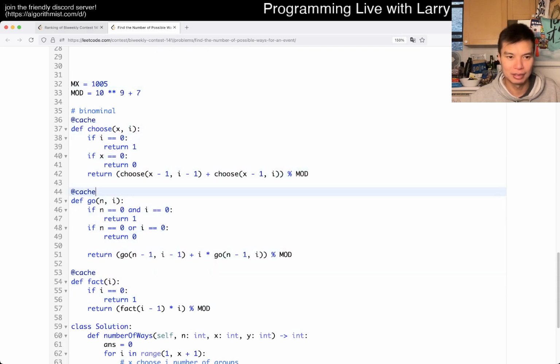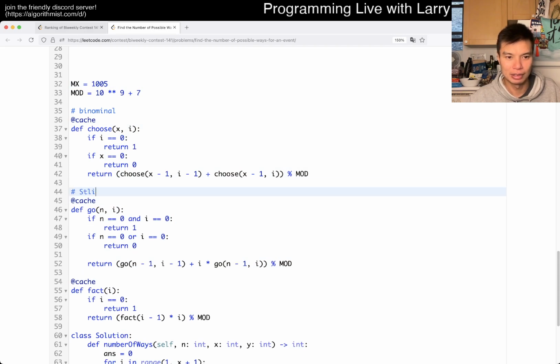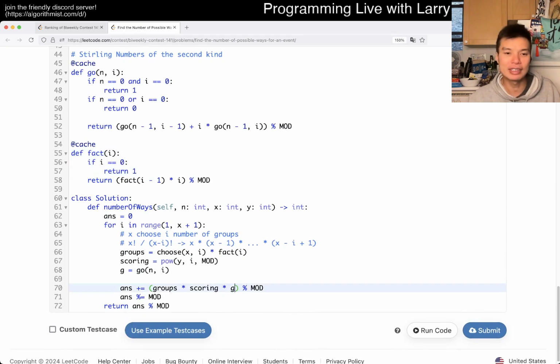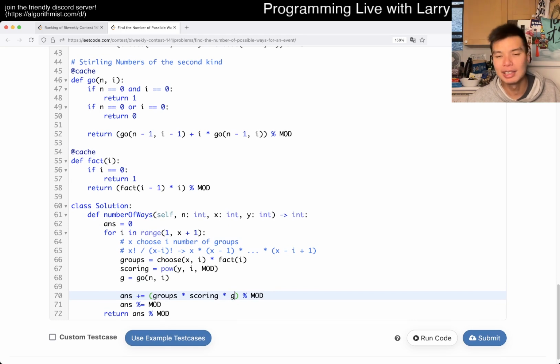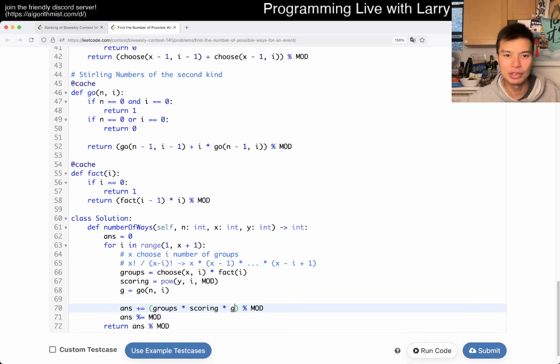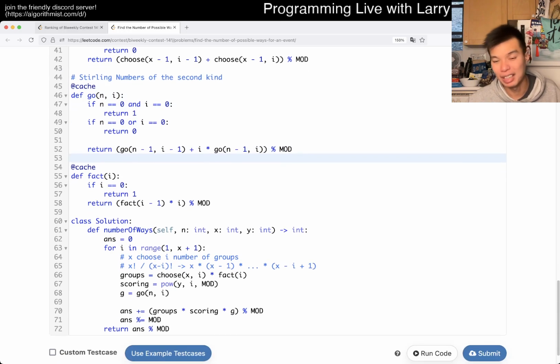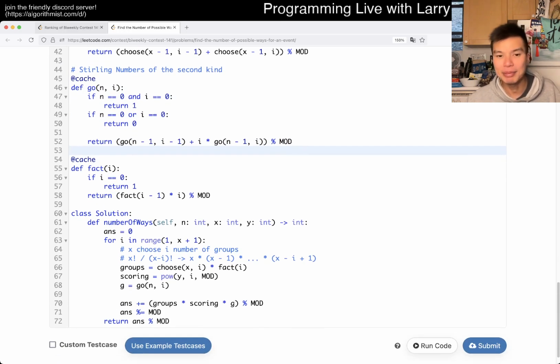Let me also just add a note for Stirling. Did I spell that incorrectly? I think I did. And this is just factorial. I'm not going to write it. And that's pretty much it. So this is going to be at most 1,000 square due to the Stirling number calculation and other stuff, at least the way that I did it. And that's pretty much it.